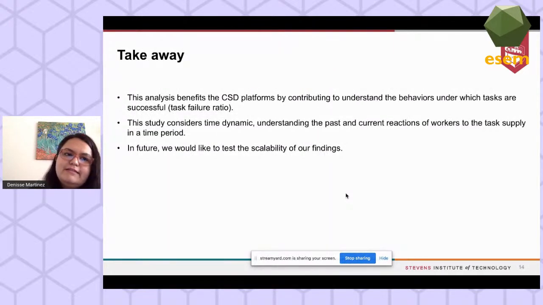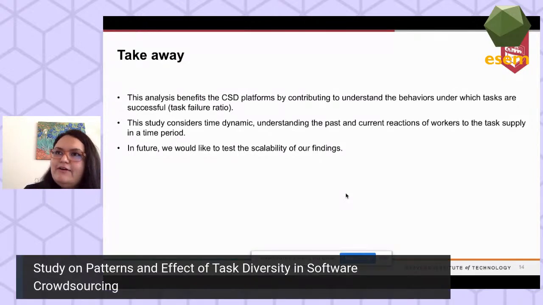And the takeaway from this talk is that this analysis benefits the crowdsourcing development platforms by contributing to understand the behaviors under which tasks are successful. Also, this study considers the time dynamic, understanding the past and current reactions of workers to the task supply in a time period. And in future, we would like to test the scalability of our findings.